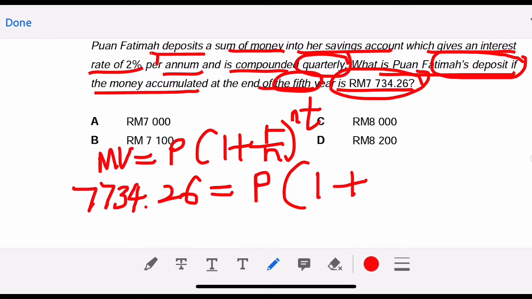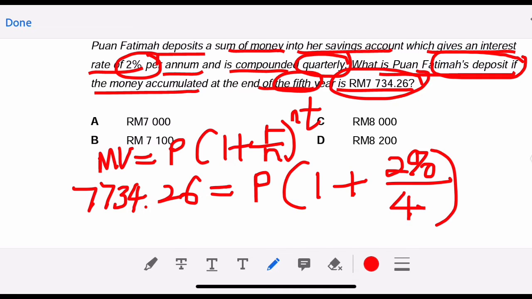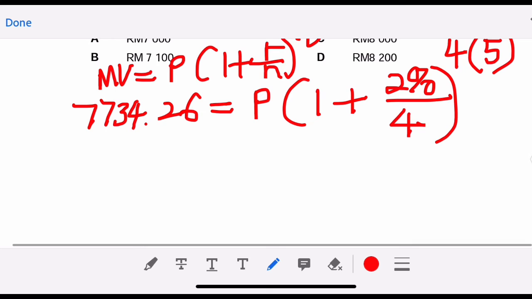1 plus R, where R is the interest rate, 2%. 2% is not 2, it's 0.02. It's 2 over 100. And then compounded quarterly, so N is 4. Time is how many years? 5 years. So how to solve this?